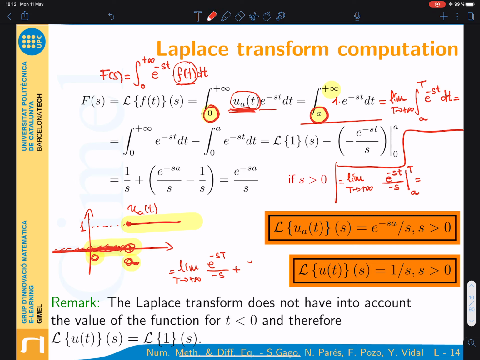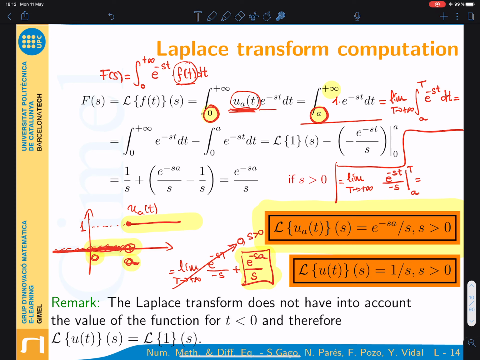Now this limit here is 0 when s is greater than 0, as we have seen in previous slides, and the result is this one. So you can see that finally the Laplace transform of the step function is this function here. Of course, when a is equal to 0, the exponential of 0 is 1, and we get 1 over s. So we get here that the Laplace transform of the step function at point 0 is 1 over s.